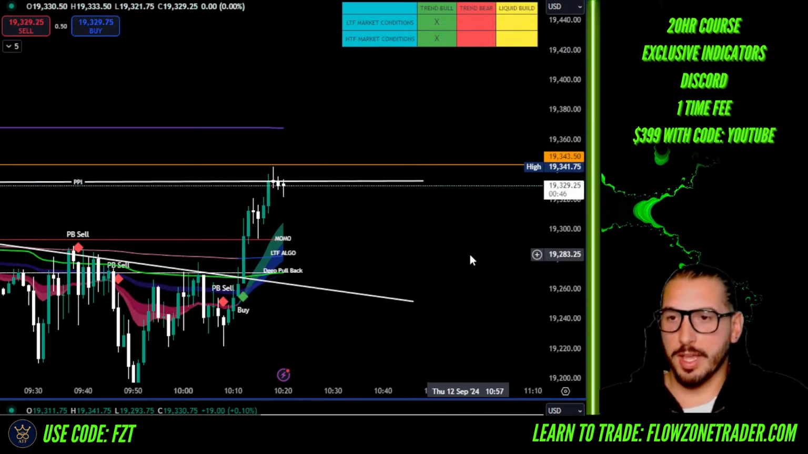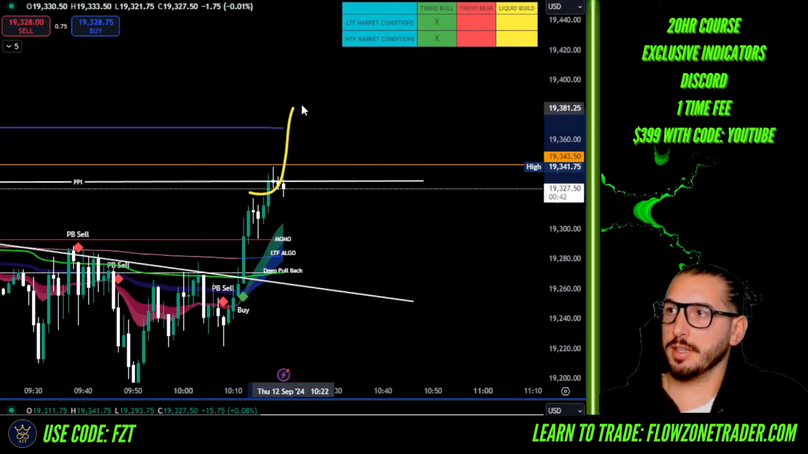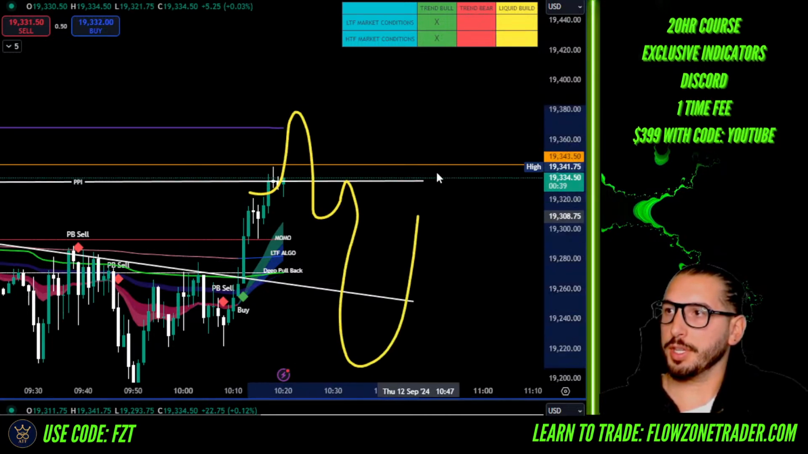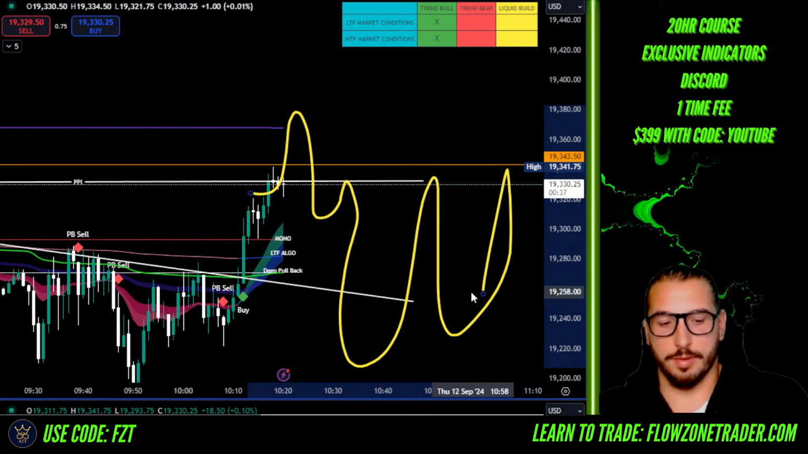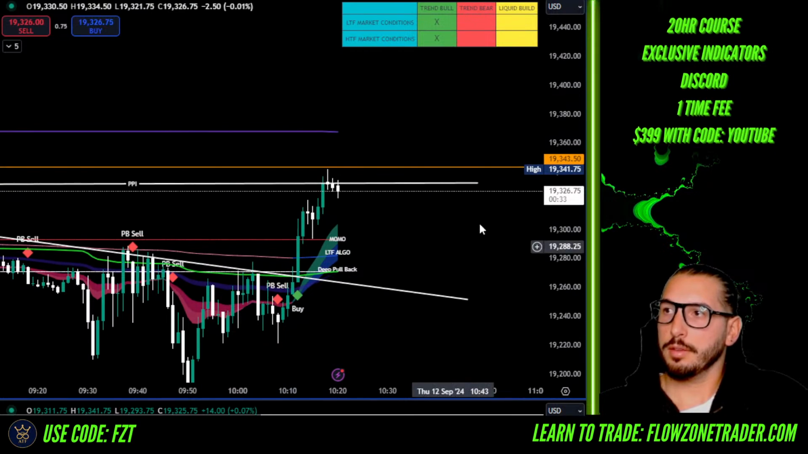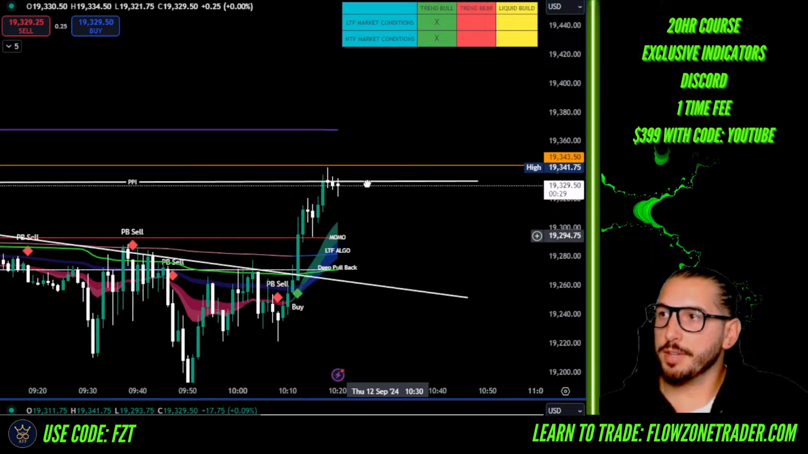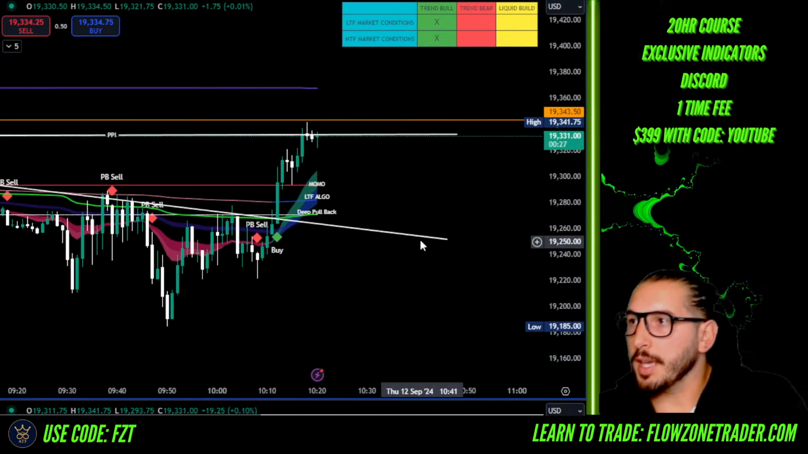Okay, if it fails to break out, then we can expect more range. If it does something like this, then we're just going to do this all day until it's ready. So don't be longing up here. You will need confirmation on a breakout retest. When it's ready, we can start providing a trend.